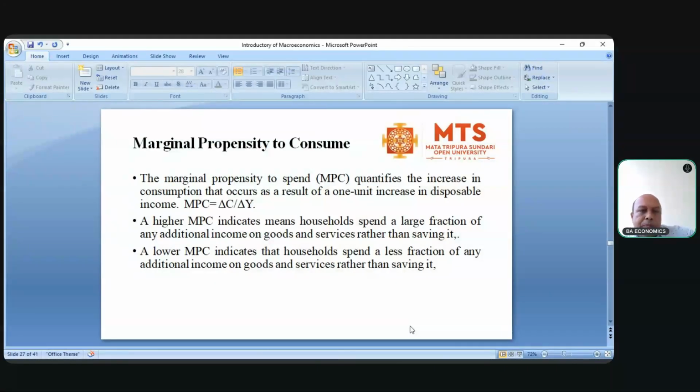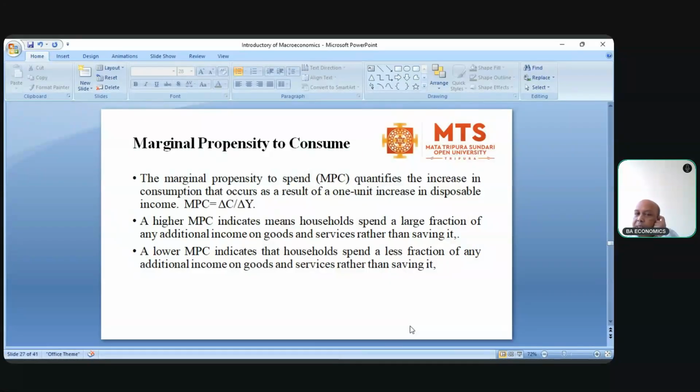Marginal propensity to consume. So marginal propensity to consume basically indicates if income changes, then how the consumption level will also change. Suppose if income changes one unit, then how much will the consumption level react or change? Or you can say if income level increases 1 unit, then how much will consumption level change. So this is the marginal propensity to consume. In language, we can say the marginal propensity to consume quantifies the increase in consumption that occurs as a result of a 1 unit increase in disposable income.